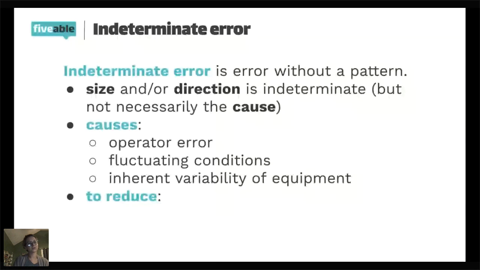So how do you think you could reduce indeterminate error? If you have something where sometimes you get a result that's a little bit higher or a lot higher, sometimes you get a result that's a little bit lower or a lot lower, how do you think you could try to minimize that effect in your experiment? And I can give you a hint that the concept of averages and averaging things out is very helpful in reducing indeterminate error, getting it closer to that accurate place.